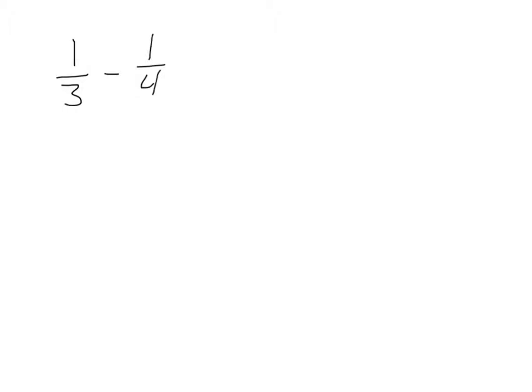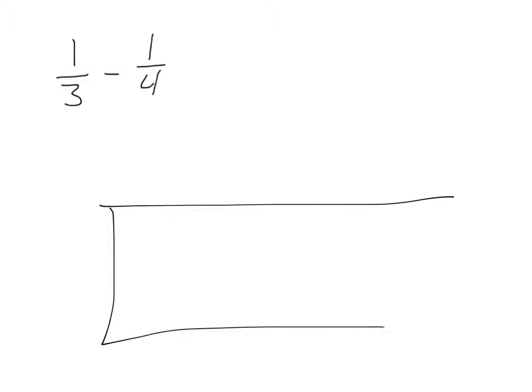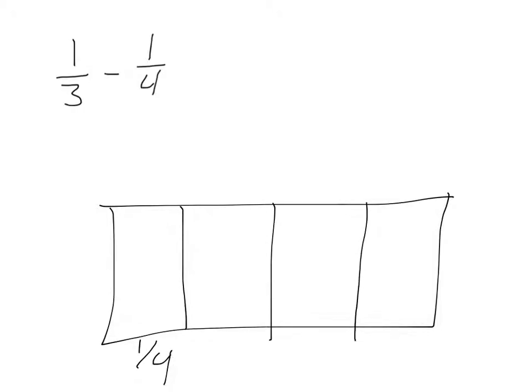Let's try a subtraction problem. We can set this up very much the same way. Both numbers are less than one whole, so I'm going to draw one rectangle. I'm going to split the bottom into fourths. Again, I like the larger denominator this way. It doesn't matter which way. And then I will split it into thirds.